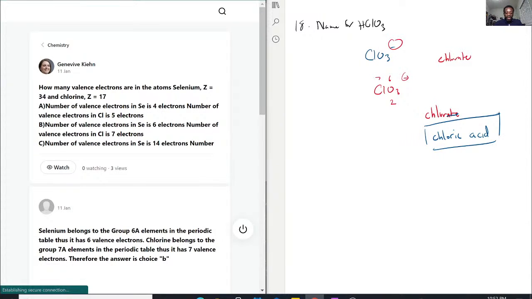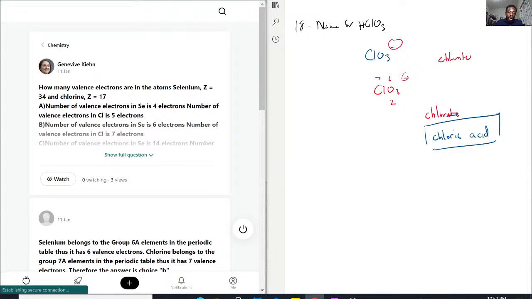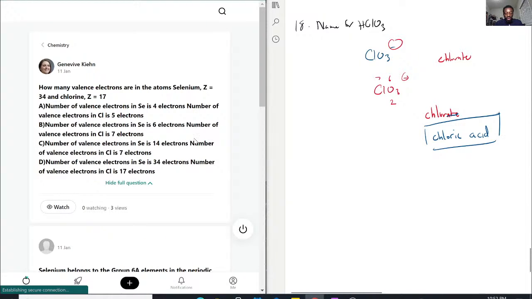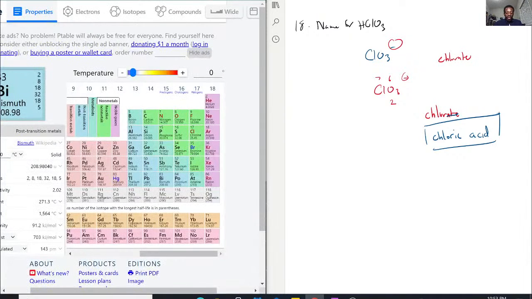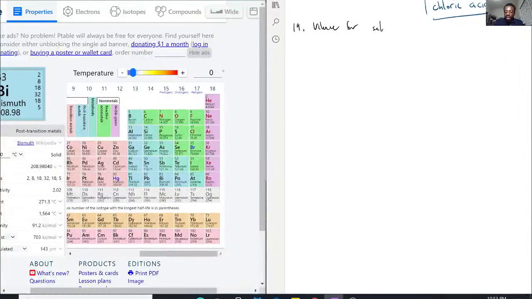We have, how many valence electrons are in the atoms? Okay, so there's multiple parts in this. Oh no, wait, these are just the answer choices for this. Okay, so we have how many valence electrons are in the atom selenium, the 34th element, and chlorine, the 17th element. So for question 19, valence electrons for selenium and chlorine, was it? Yep, and chlorine. All right.